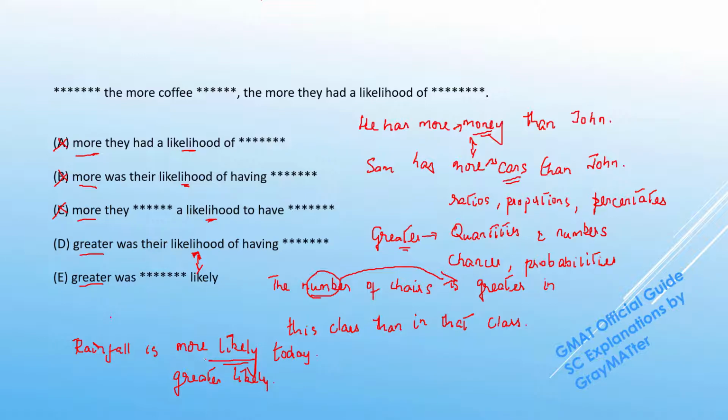So between the two, we can obviously see which is the right usage. We have to say it's "more likely." So "greater likely" is incorrect. E goes off. This leaves us with the right answer choice, D for delta.